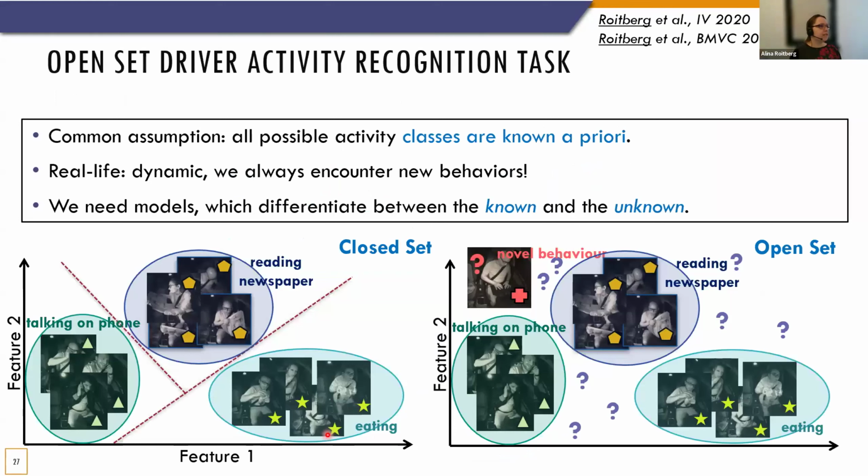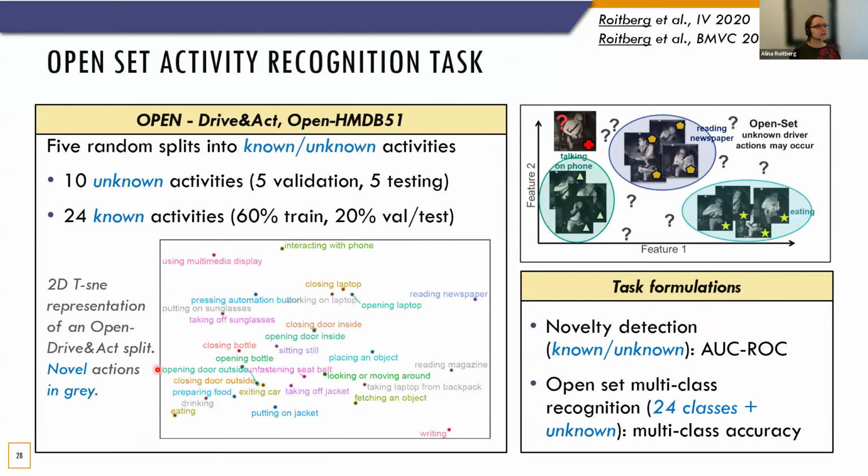So until around 2020, for driver activity recognition, we assumed that all classes were known a priori, and this is of course not realistic because we can always encounter novelty. And this is why we need models which can distinguish between known and unknown. And back then we created the open set versions of the Drive&Act dataset. We also did similar things for general human activity recognition datasets, where we basically split our classes into known and unknown. And the task was to recognize the known classes while additionally being able to reject the unknown class.